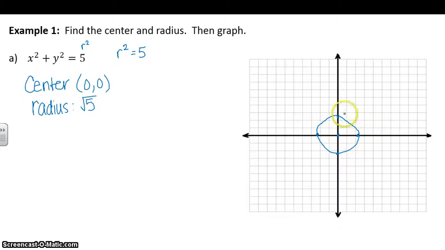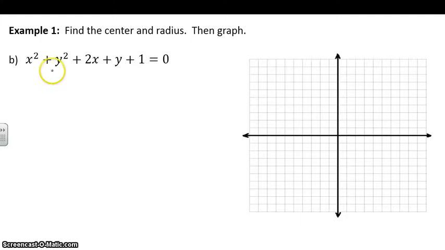Mine looks more like an oval, but it should be more of a circular figure. If yours looks like mine, I'm perfectly fine with that. So just have your center in there and then have 4 points out there in all 4 directions from the center. Okay? All right.